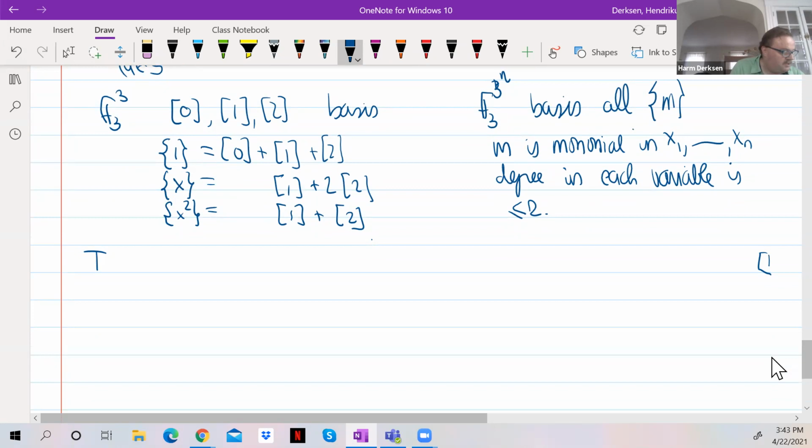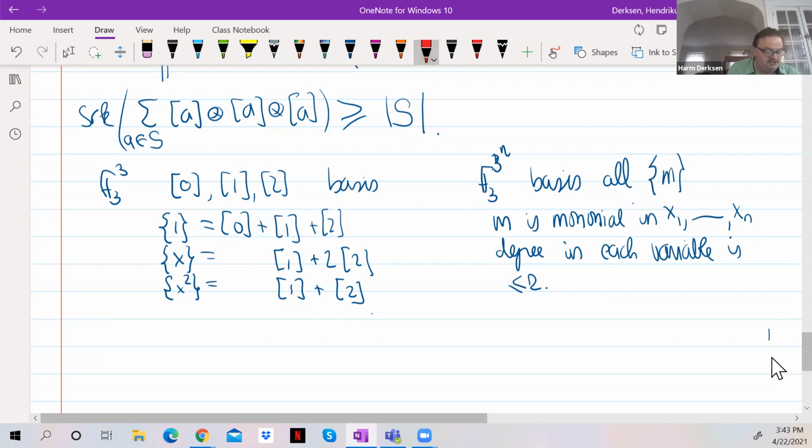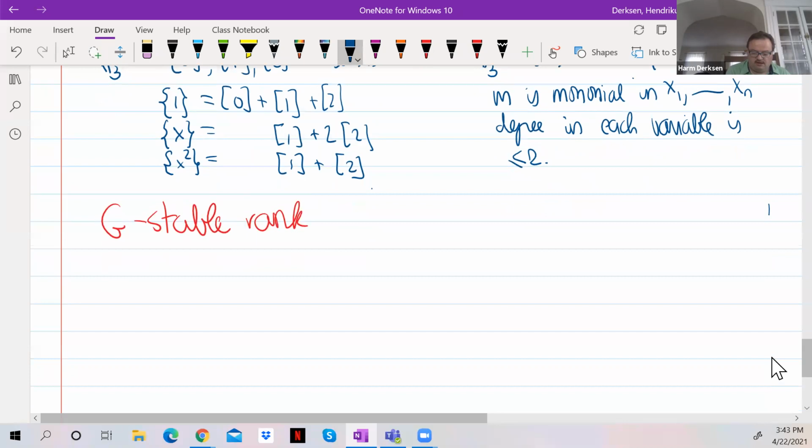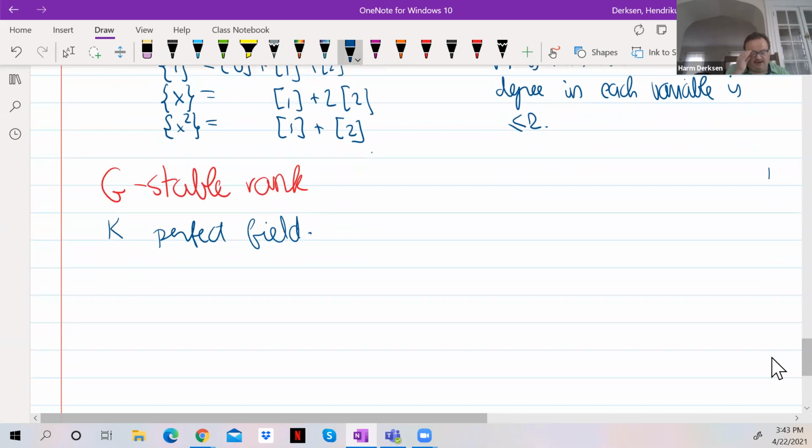So now I will talk about the G-stable rank, which is in many ways related to the slice rank. G-stable rank kind of works when K is a perfect field, and it's related to geometric invariant theory. In particular, it will use some results of Kempf, and those results require a perfect field, but nothing else really.